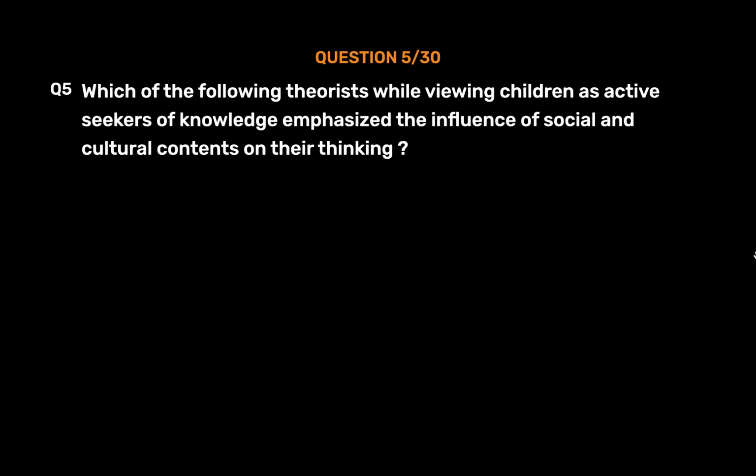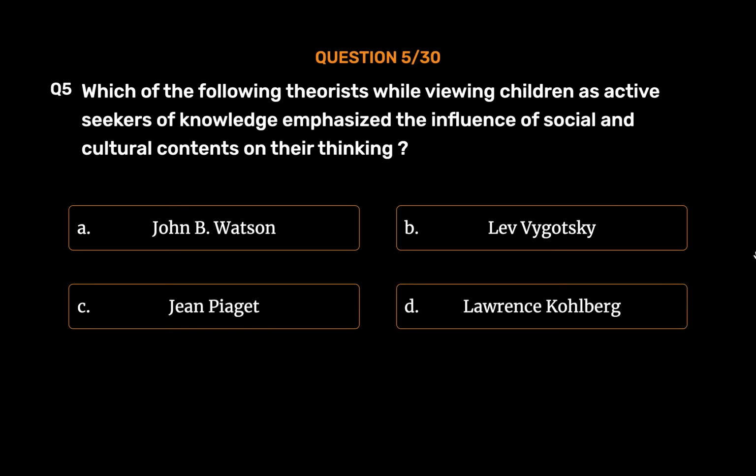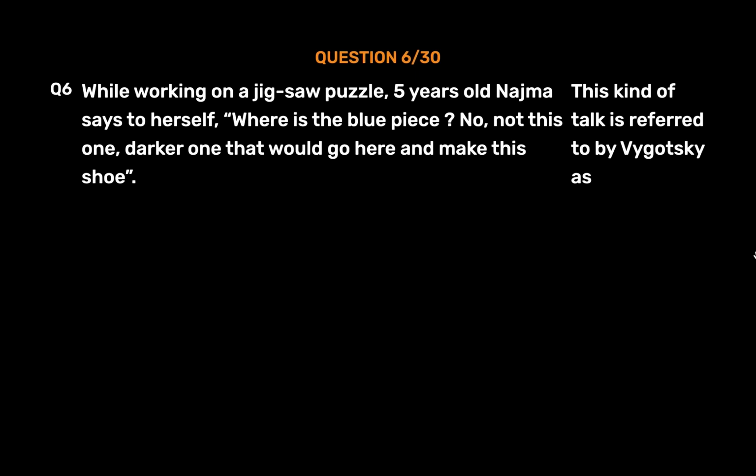Question number 5. Which of the following theorists, while viewing children as active seekers of knowledge, emphasized the influence of social and cultural contexts on their thinking? Option A. John B. Watson. Option B. Lev Vygotsky. Option C. Jean Piaget. Option D. Lawrence Kohlberg. The correct answer is Option C. Jean Piaget.